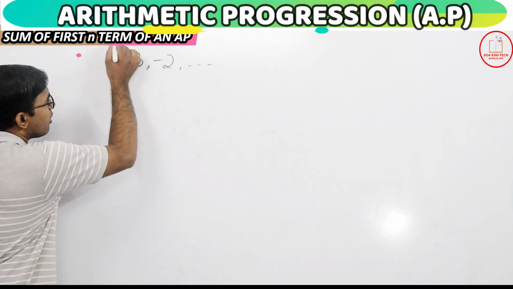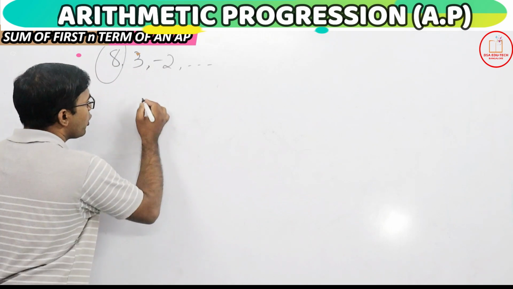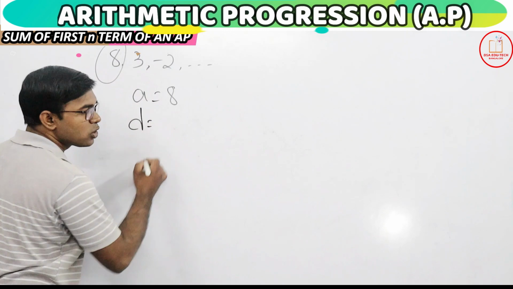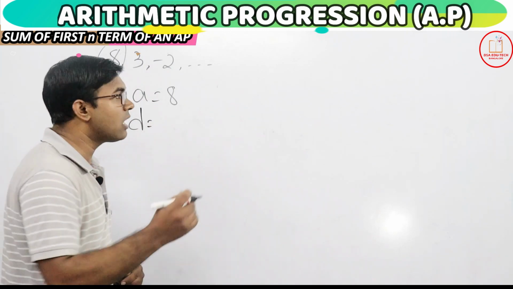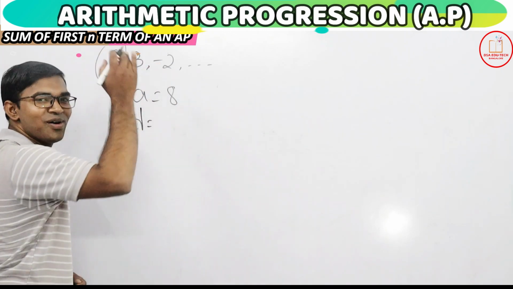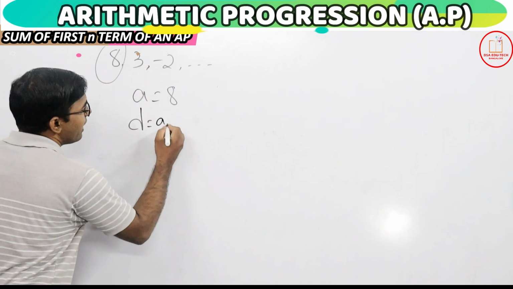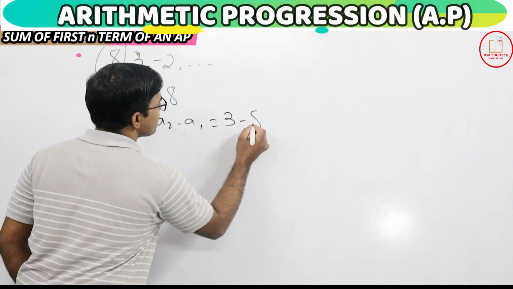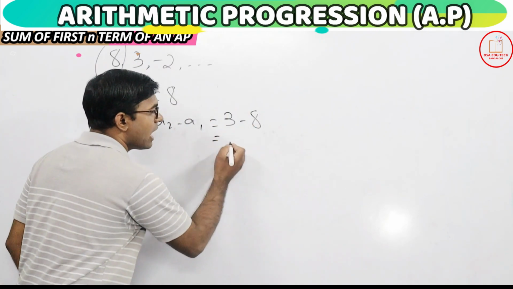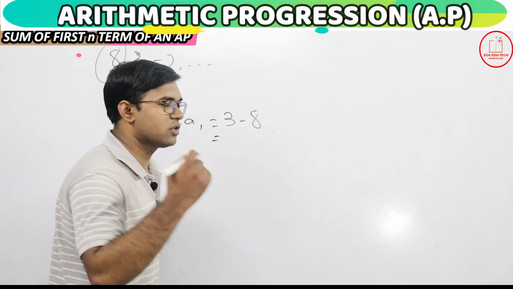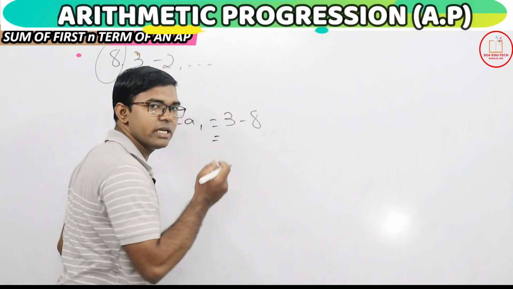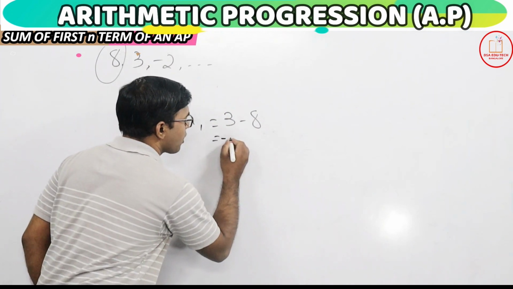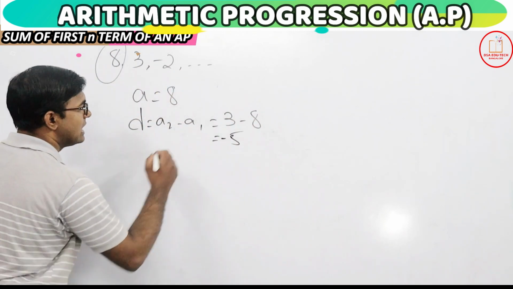Here the first term is 8, so a equals 8. And d equals what? a2 minus a1, that is the second term minus the first term. Here a2 minus a1, a2 is nothing but 3, minus 8, right? And the answer is going to be minus 5, because minus 8 plus 3 takes the sign of the bigger number, and we get minus 5. So that's the value of d.